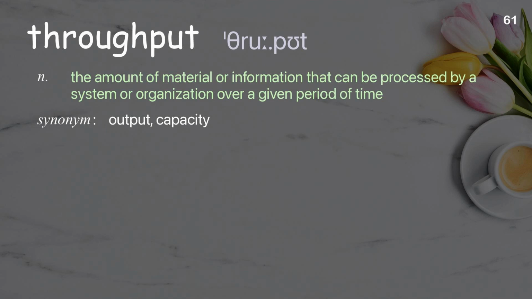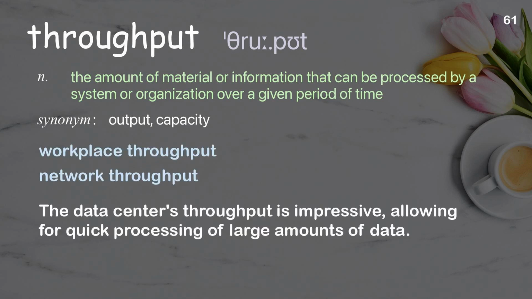Throughput: The amount of material or information that can be processed by a system or organization over a given period of time. Examples: Workplace throughput. Network throughput. The data center's throughput is impressive, allowing for quick processing of large amounts of data.